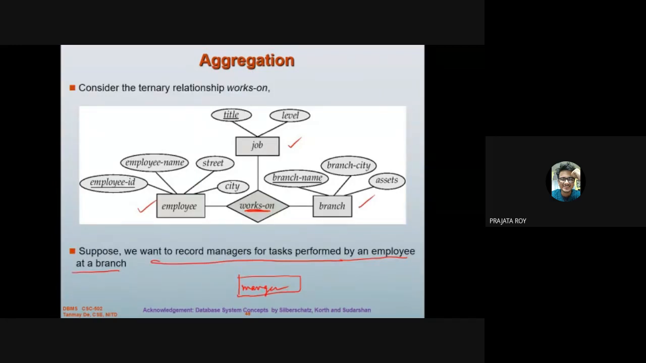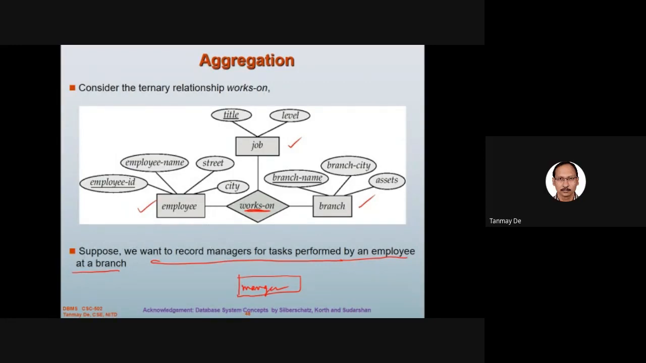Sir, is the branch name and employee ID partial keys, sir? Branch name is a key of the branch entity set. Sir, employee ID is a partial key of the employee entity, sir? Not a partial key. It is a primary key, a candidate key as well as the primary key. Oh, acha. Okay, sir.